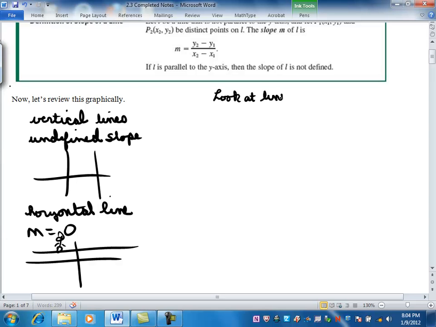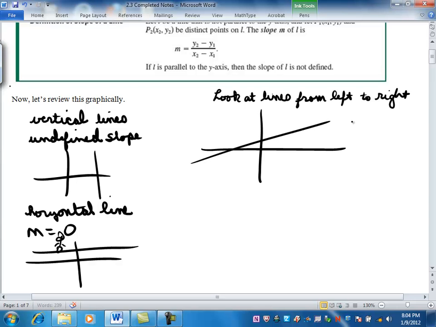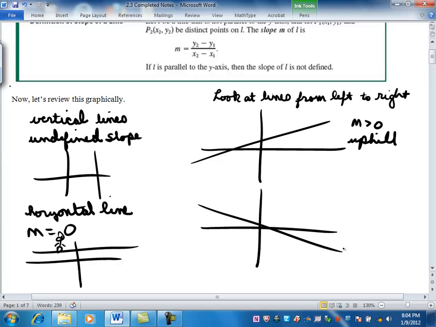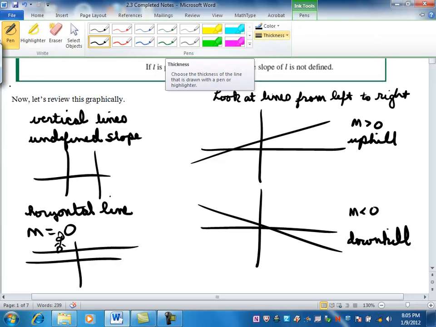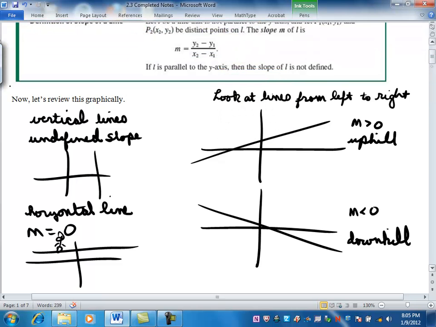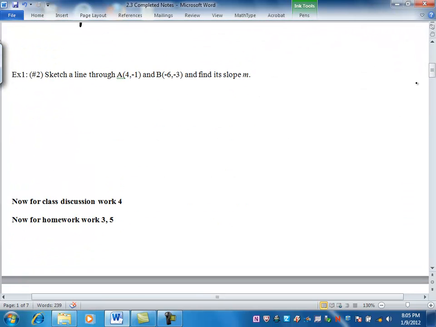Look at lines from left to right, and when we look at a line from left to right, if it's going uphill, we have a positive slope. If we look at that line going from left to right and it's downhill, we have a negative slope. So that's what we mean when we say we get ready to review the slopes of lines. We can tell if we have a negative slope or a positive slope.